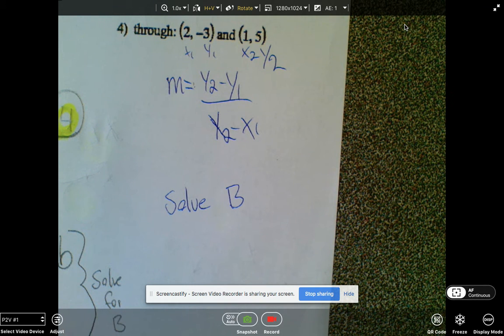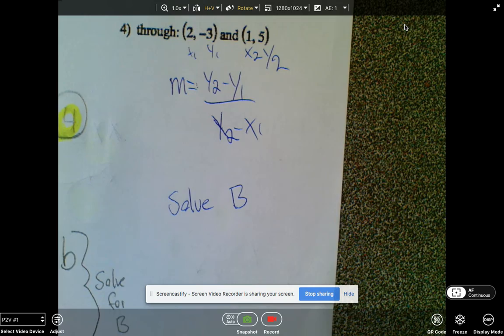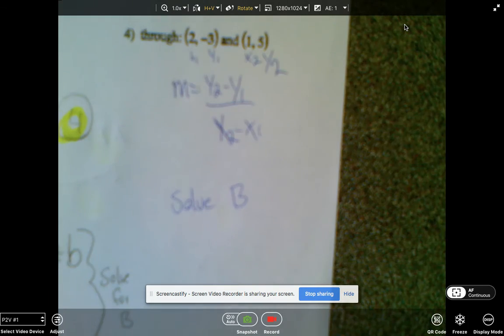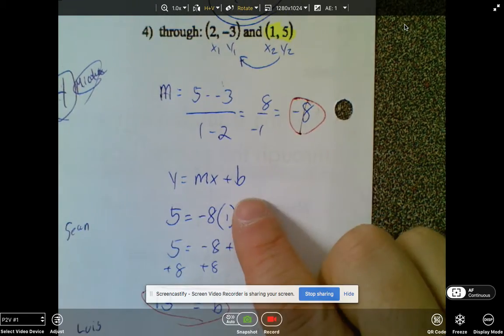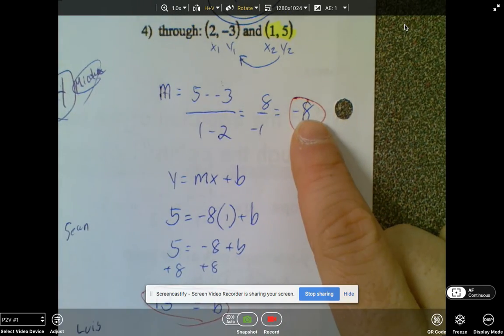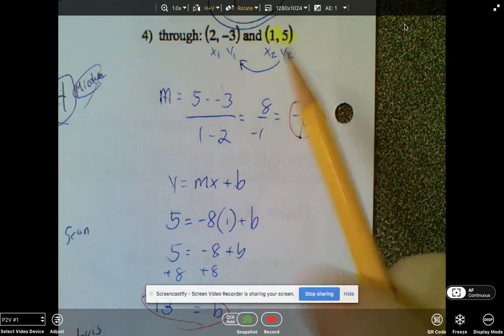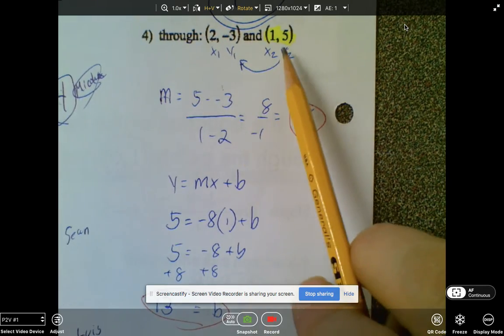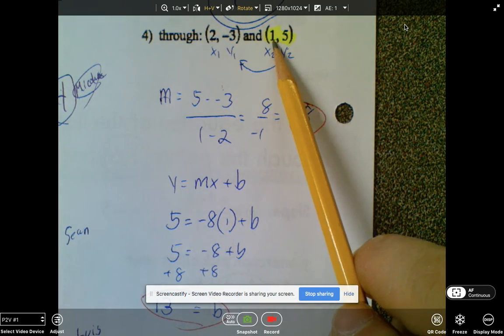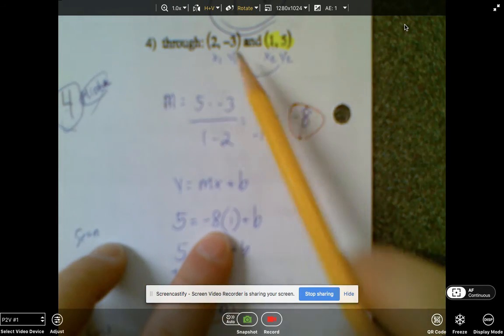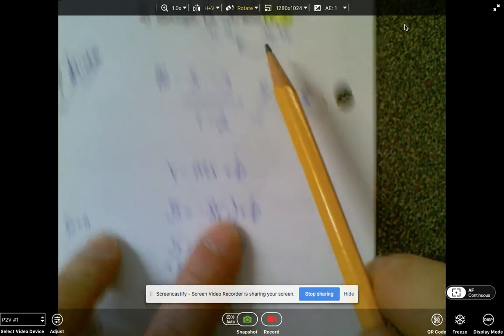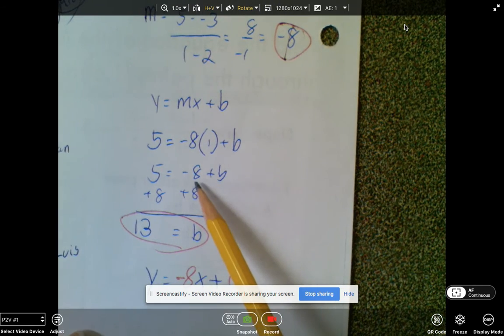All right, can someone tell me what you got? Yeah, the correct answer was -8x plus 13, if you did it right with your partner. So when I did my slope formula, I ended up getting -8. I plug it in. I chose the 1, 5. Again, if you chose the 2, -3, it's still going to work out. So for y, I put in 5. M, I put -8. And x, I put 1. Then I got 5 equals -8 plus b, plus 8 on both sides, got 13. And finally, substitute this in.